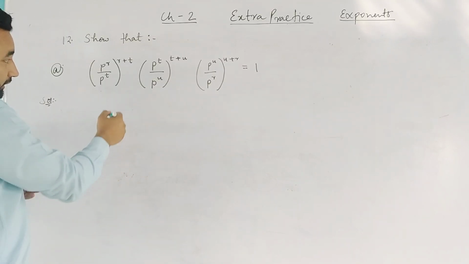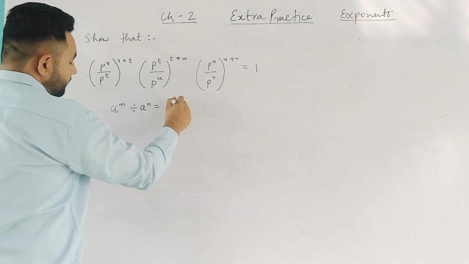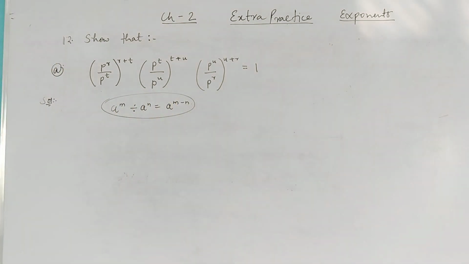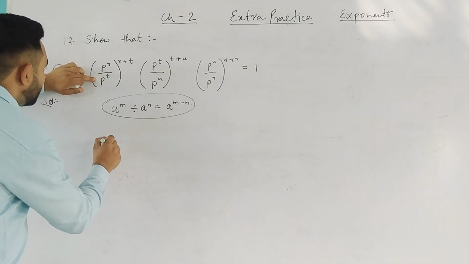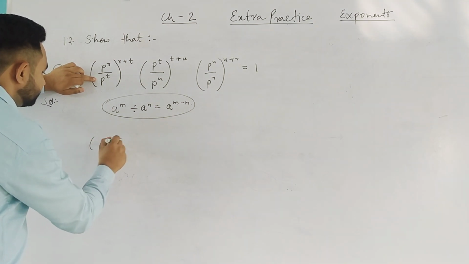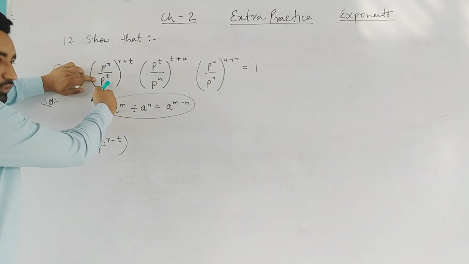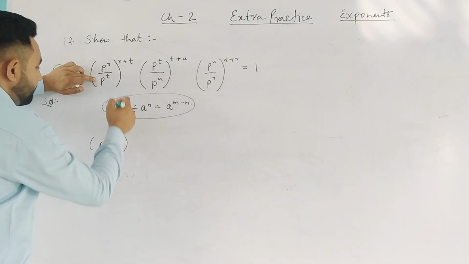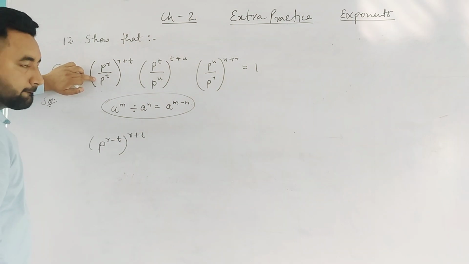Division: a^m divided by a^n is equal to a^(m−n). Here the bases are the same. Let's write it: p^(r−t). See on the board, p^r divided by p^t, what can we write? (p^(r−t))^(r+t). Okay? Bases are the same.